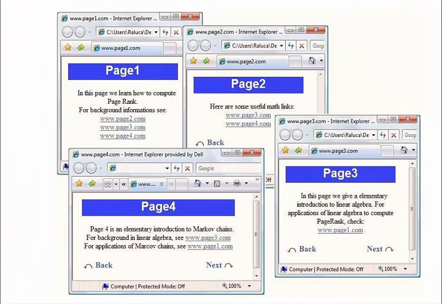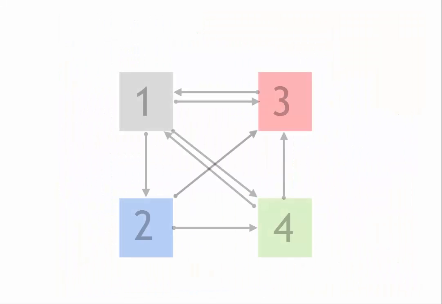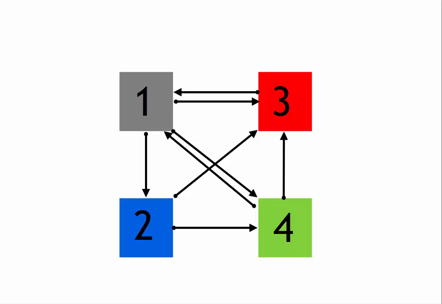Let's suppose the internet was made up of only 4 websites: page1.com, page2.com, page3.com, and page4.com. We can easily translate this into a directed graph with 4 nodes, one for each website. In our model, each page should transfer evenly its importance to the pages that it linked to. Node 1 has 3 outgoing edges, so it will pass on 1/3 of its importance to each of other 3 nodes. Node 3 has only 1 outgoing edge, so it will pass on all of its importance to node 1.